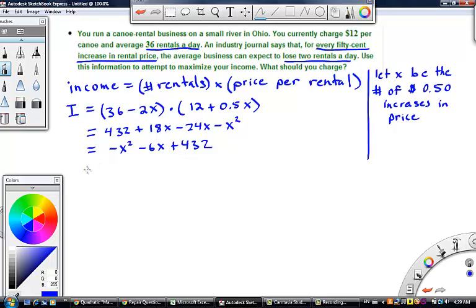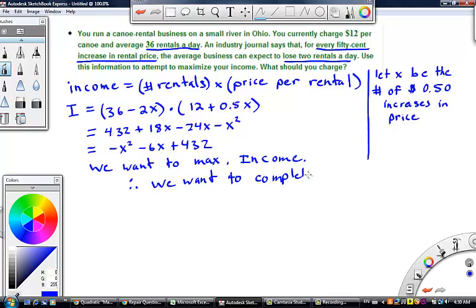Now, what we're trying to do is maximize income. So, therefore, we want to complete the square. Now, why do we want to complete the square? Well, it's because we want the vertex. So, to get the vertex, we're going to complete the square.